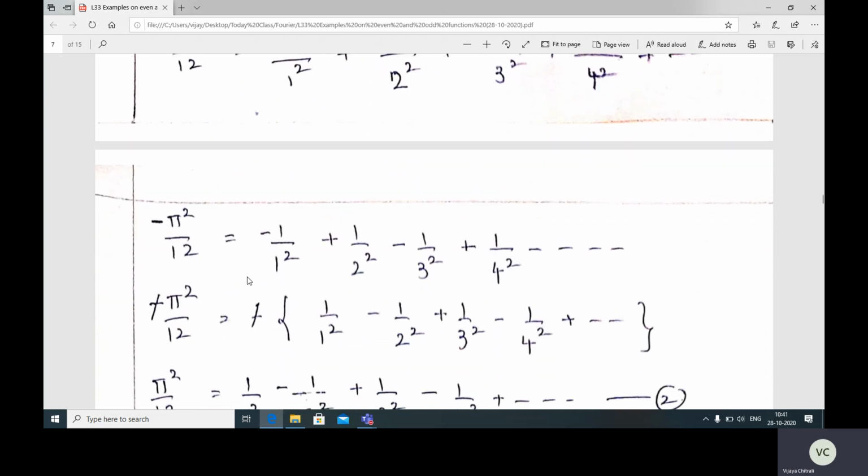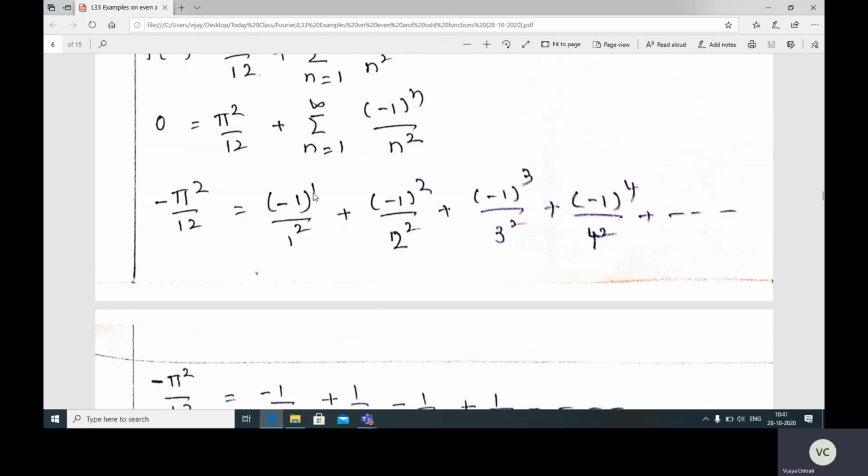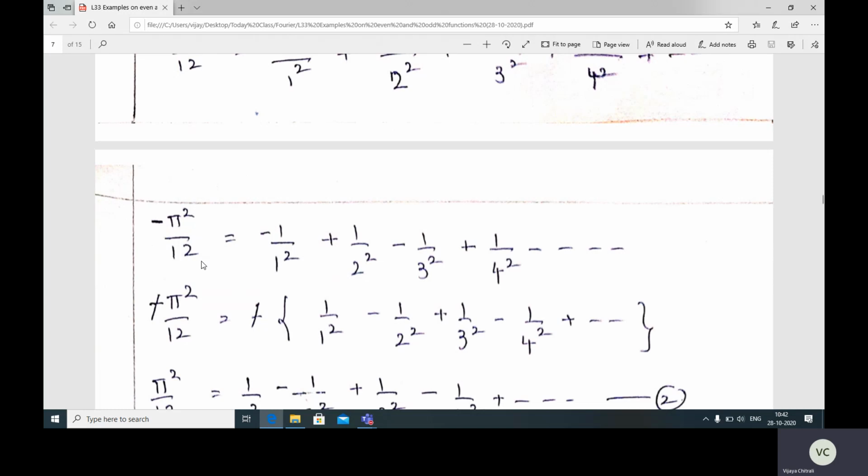So minus pi square by 12 is equal to minus 1 raised to 1, so this is minus 1. Minus 1 raised to 2 is plus 1. Minus 1 raised to 3 is minus 1. And minus 1 raised to 4 is plus 1. Means for even values you will get plus, and for odd values you will get minus. So minus pi square by 12 is equal to minus 1 upon 1 square plus 1 upon 2 square minus 1 upon 3 square plus 1 upon 4 square minus so on.